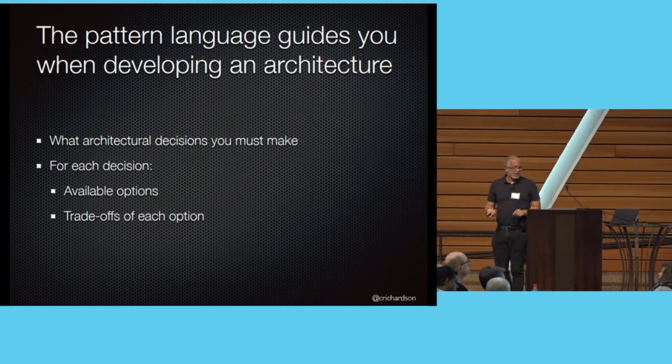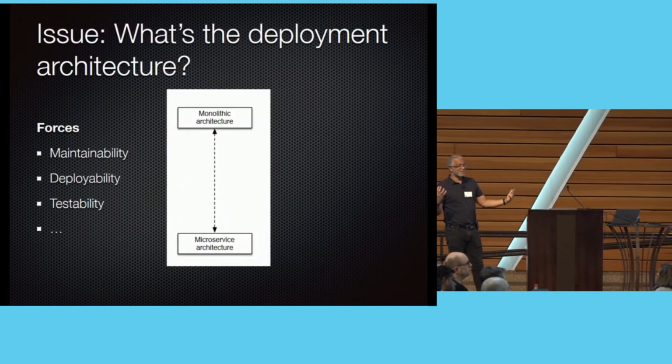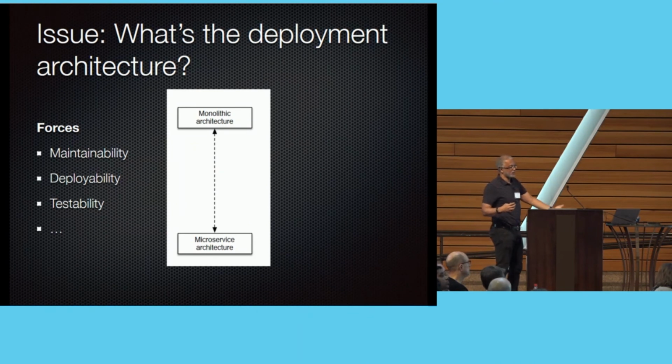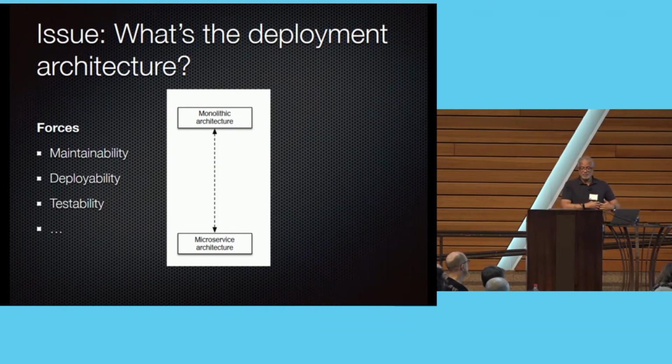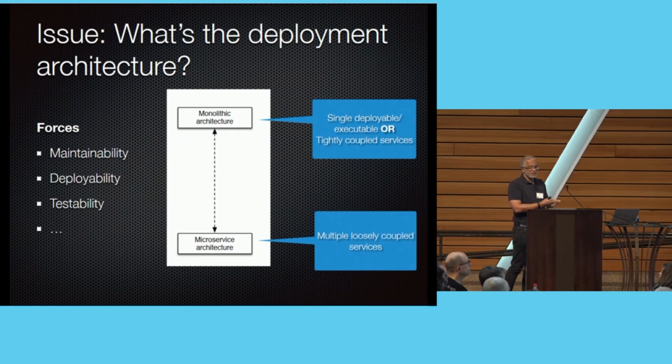So, at a high level, the first question you have to ask is, what the heck is my architecture? Should I use the monolithic architecture, or should I use the microservice architecture? And obviously, there's a bunch of forces around maintainability, testability, deployability, and so on. So it's like, should I build a system with a single executable, or should I build a system consisting of a set of loosely coupled executables? That's the high-level decision that you need to make.